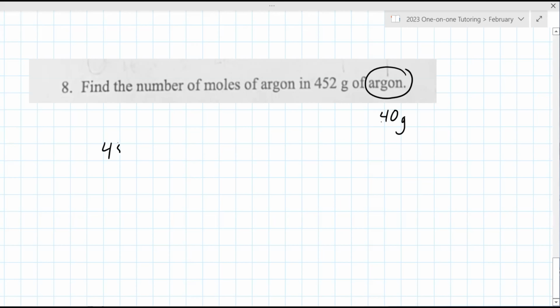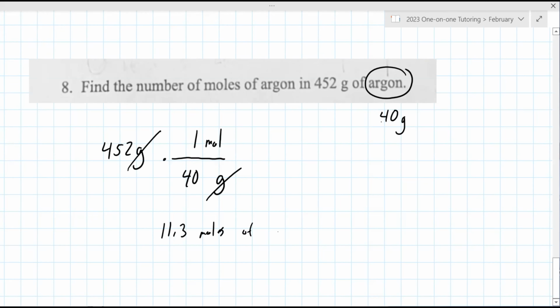But you start out with the given amount, 452 grams. Grams now goes on the bottom. That's what you just found, 40 grams in 1 mole. And so there's your number of moles. You have to divide 452 by 40. That's about 11.3 moles of argon.